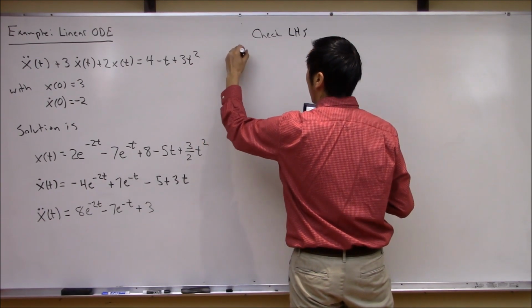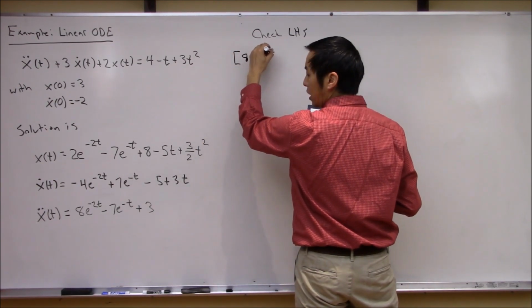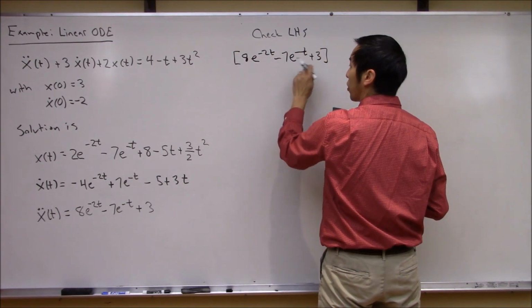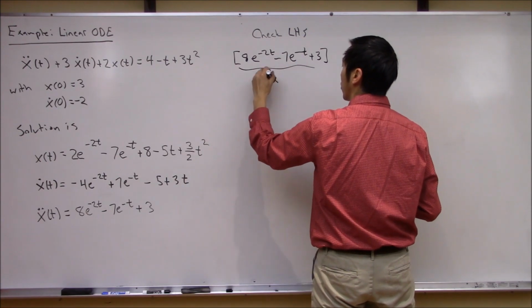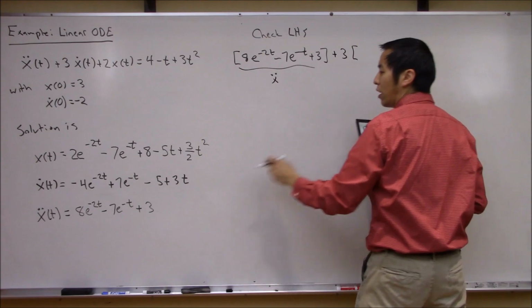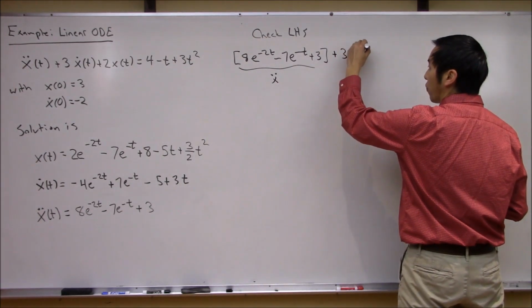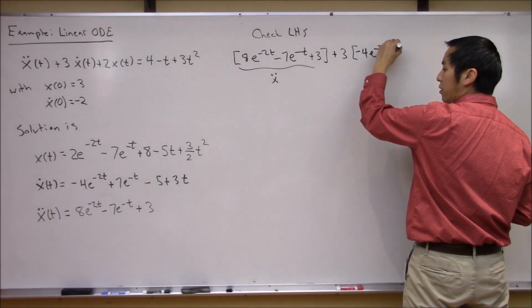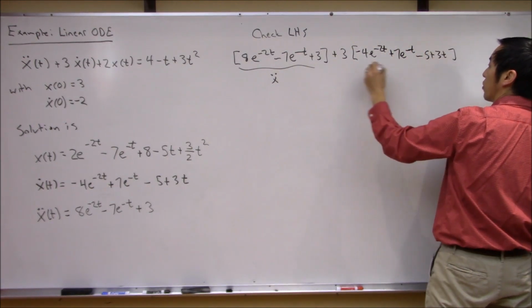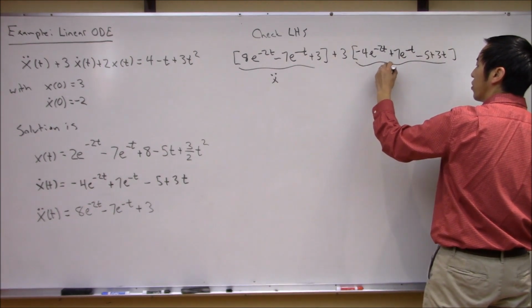I take 8e to the minus 2t minus 7e to the minus t plus 3, right? Would everyone agree this here is x double dot? Okay, now I need to add this to 3 times x dot. Well, that's this thing right here: minus 4e to the minus 2t plus 7e to the minus t minus 5 plus 3t, right? So this thing in brackets is x dot.